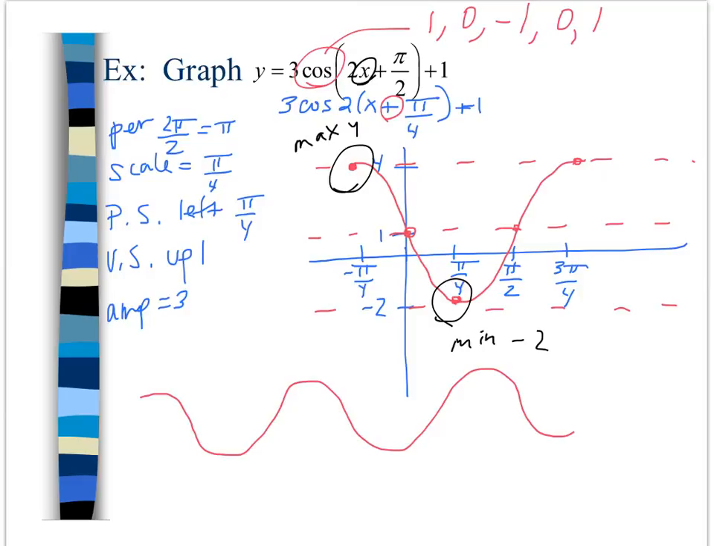Sine and cosine graphs are never undefined. I could ask you about the range of this graph. The range is basically all the values, the y values. So the range here, the smallest is -2, the greatest is 4. And we do use brackets because those points are able to happen at -2 and 4.